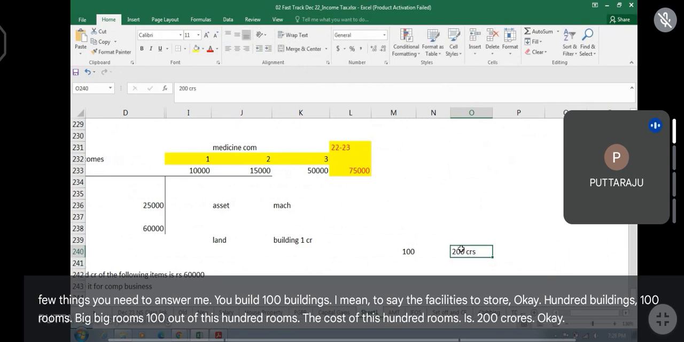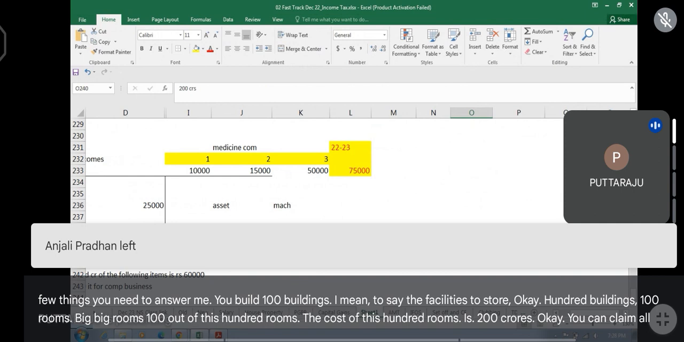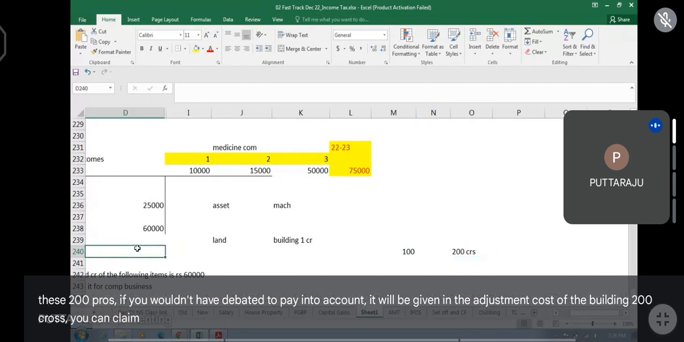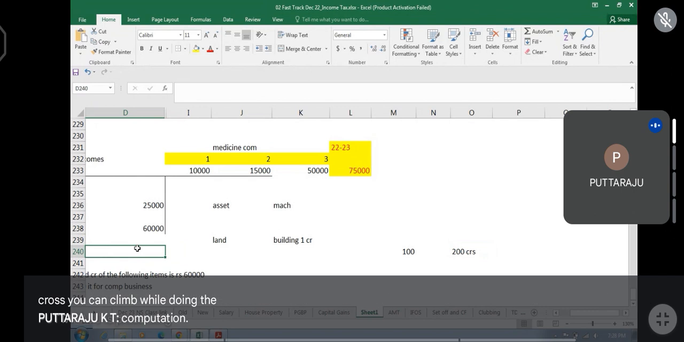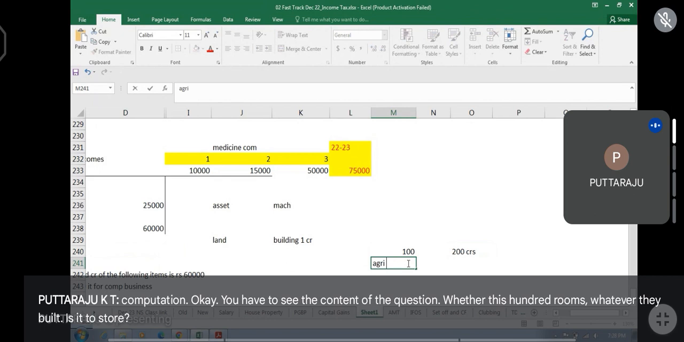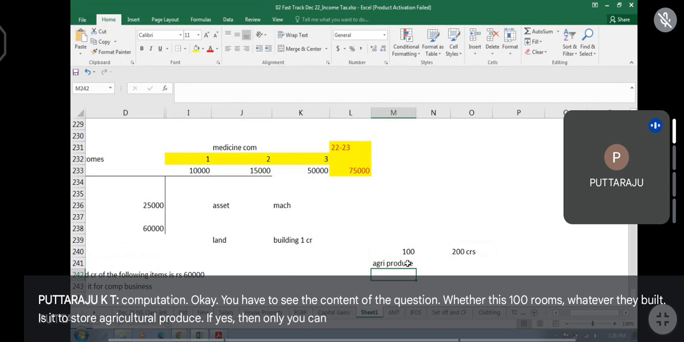Okay, you can claim all these 200 crores. If you wouldn't have debited it to the P&L account, it will be given in the adjustment. Cost of the building, 200 crores, you can claim while doing the computation. Okay, you have to see the content of the question. Whether these 100 rooms they built are to store agricultural produce? If yes, then only you can claim.